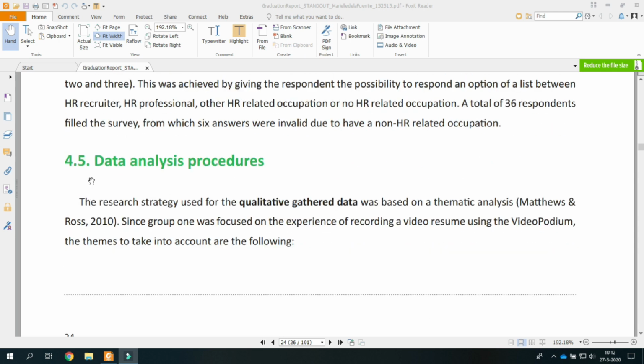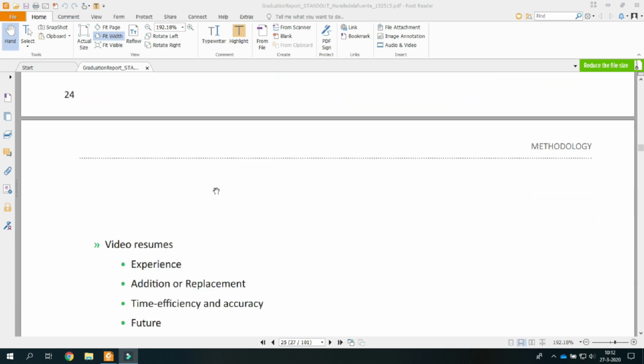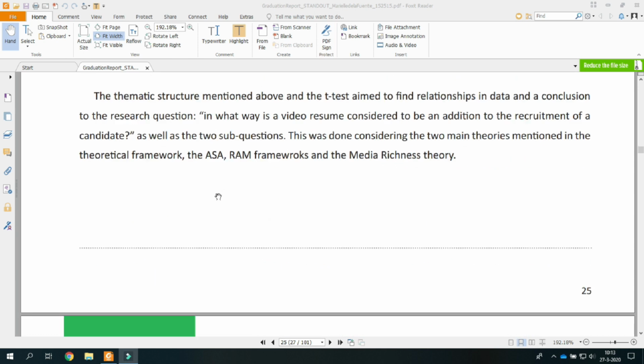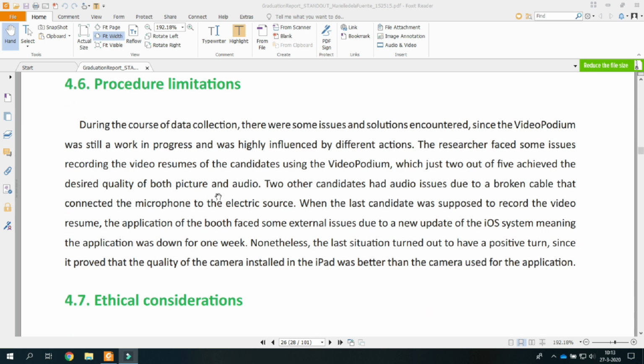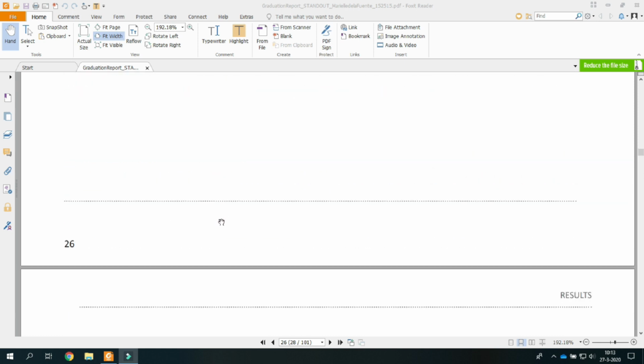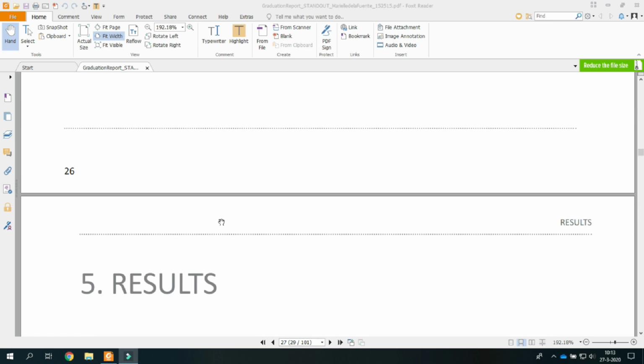And then last but not least, how will we get to the results? So how did we analyze the data? And the themes which were discussed there. There were some limitations, of course. As we work on research, there are always limitations. So think of the limitations in your research. And of course, you need to think about ethical considerations. And actually, that would be the end of your proposal.